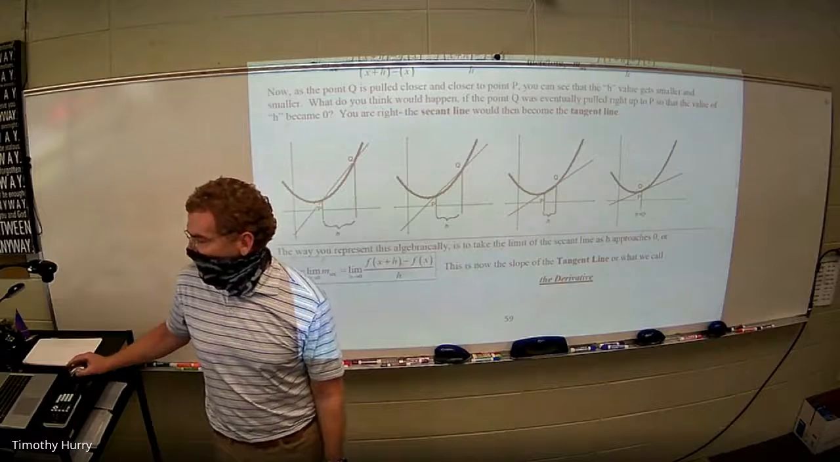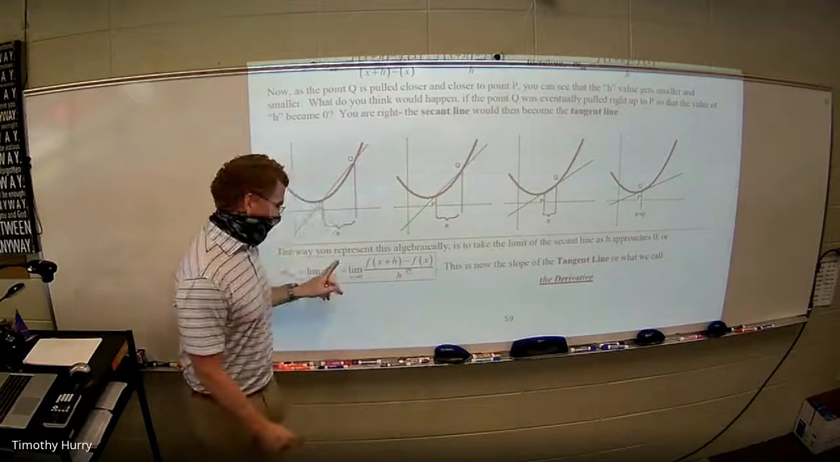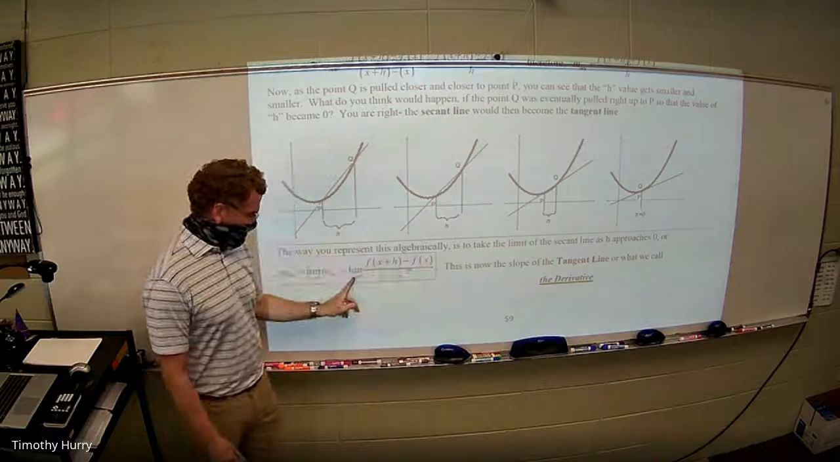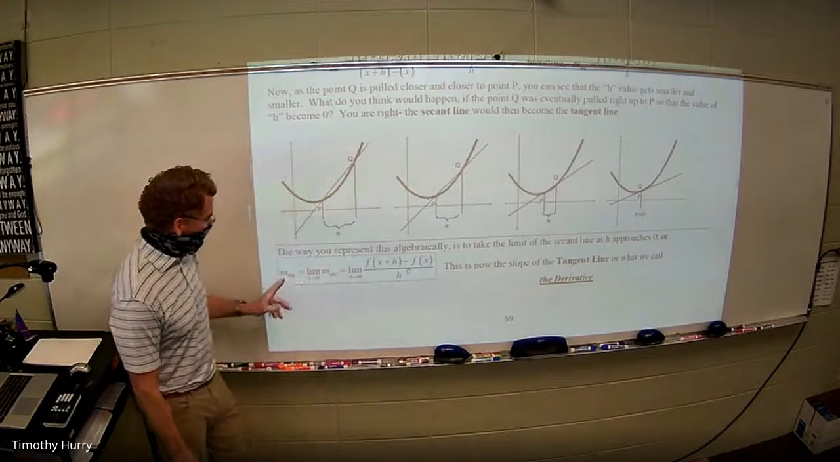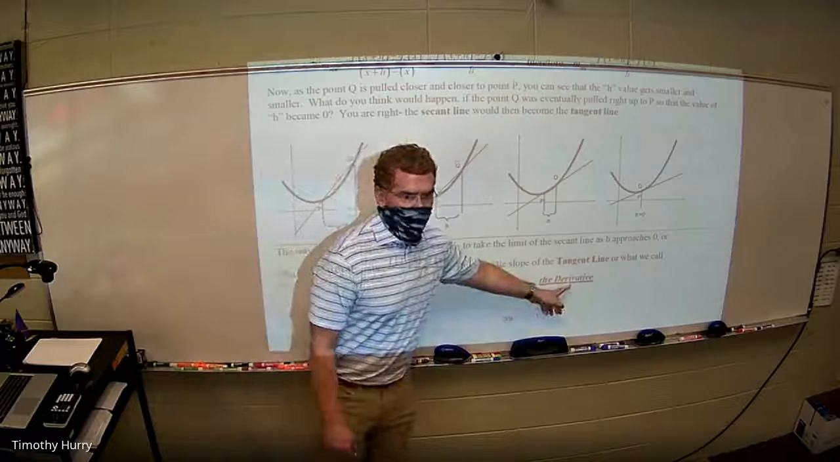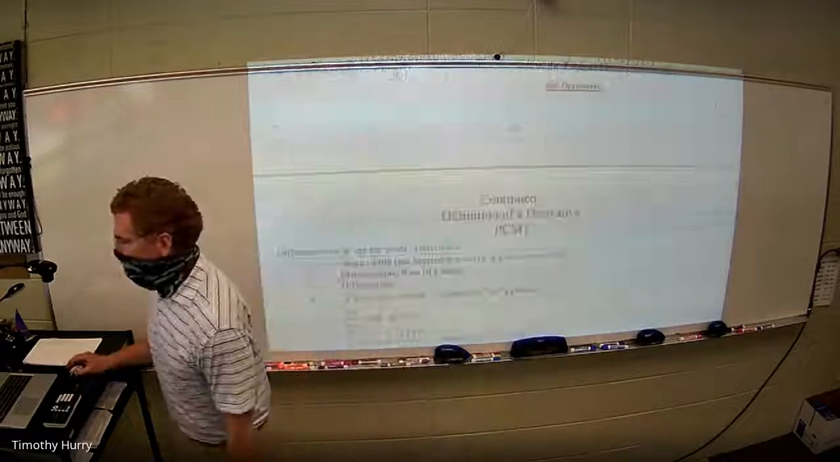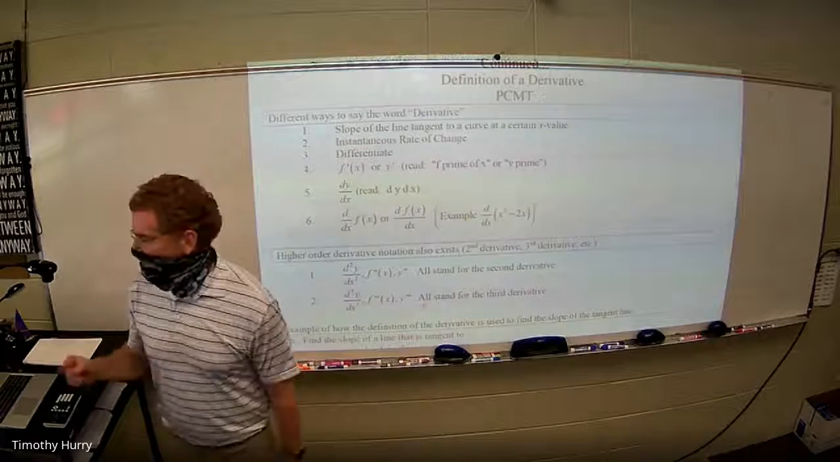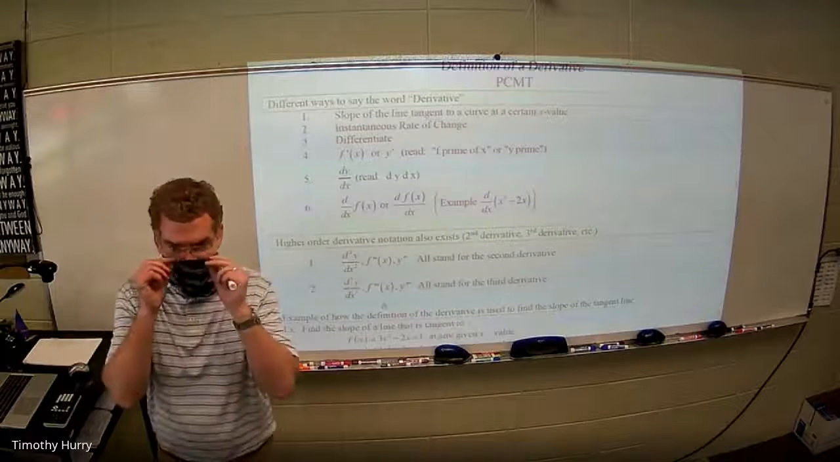So this right here, again, is the limit of that secant line, which is this thing. The limit as h goes to 0. That whole result, that is the slope of the tangent line, and that is what we call the derivative. Okay? So let me show you a couple other things, and then we'll practice these.